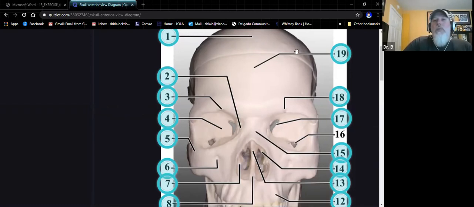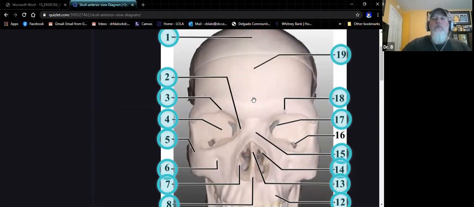That's the one everybody wants on the test, and that is the frontal bone. That's number 1. Now, if it asks you to identify the structure right here, in the forehead region, that would be the frontal squama. The frontal squama essentially is your forehead.